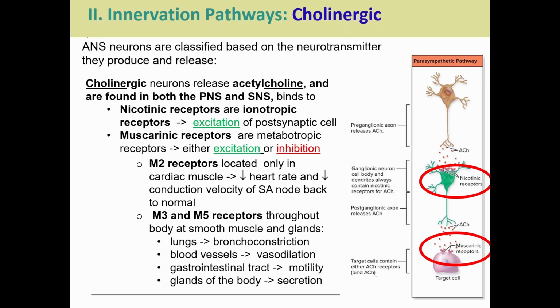The other side are the cholinergic. These are the ones releasing acetylcholine, and we have the nicotinic and the muscarinic receptors. Nicotinic is going to be excitatory, muscarinic can be excitation or inhibition, depends. We find these muscarinic receptors in cardiac muscle to lower the heart rate. We also find them in the smooth muscle and glands for bronchoconstriction. We find them in blood vessels for vasodilation, for motility in the GI tract, and for secretion in a lot of glands.